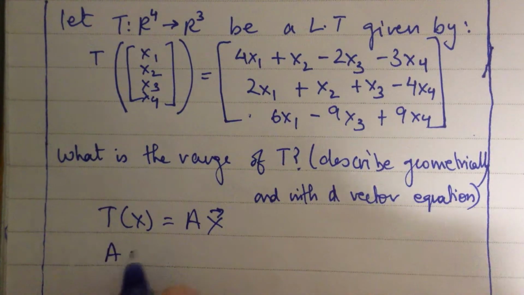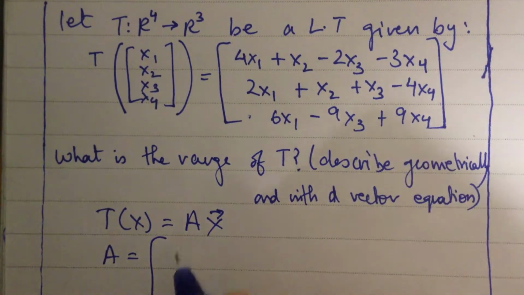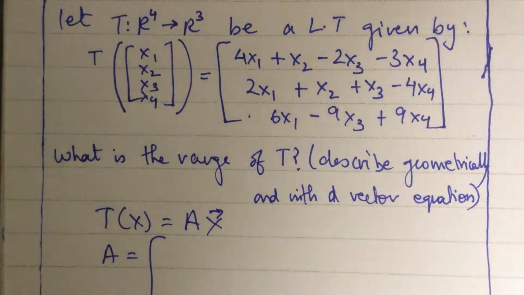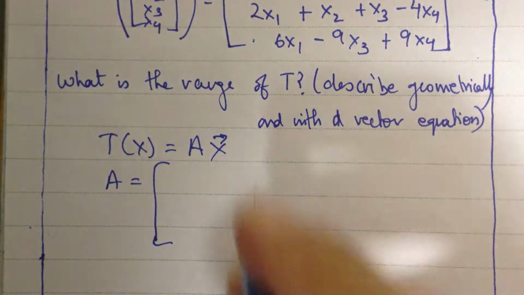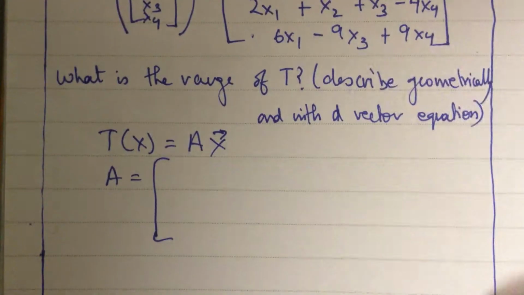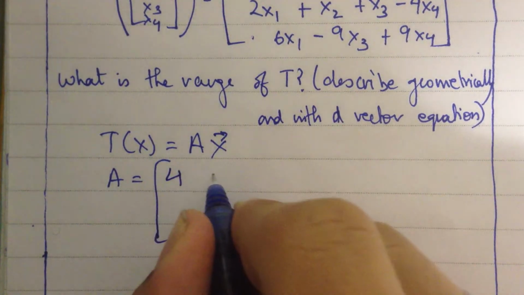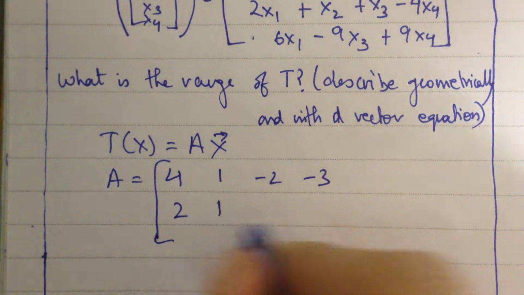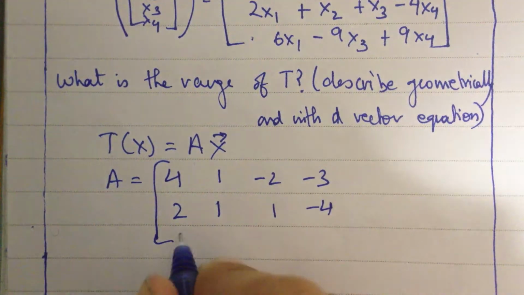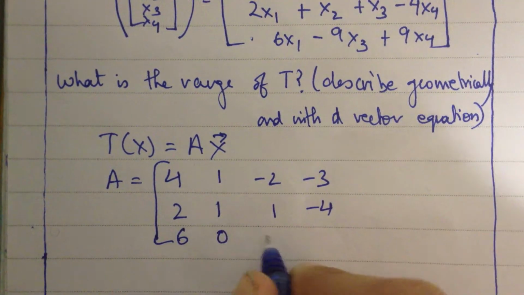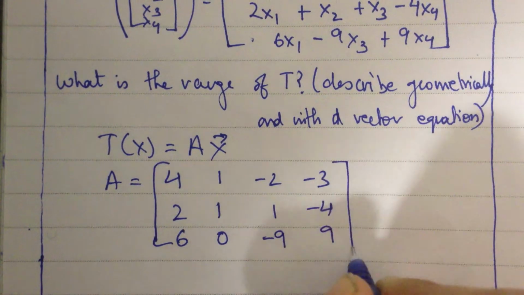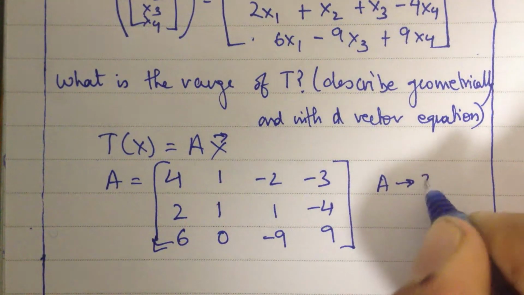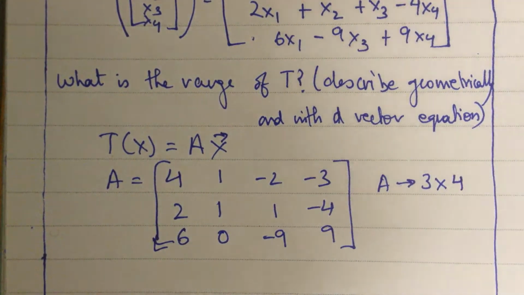So if we write down the matrix A, which is a 3 by 4 matrix, 3 rows and 4 columns, we just take the coefficients of this right here. So A is 4, 1, negative 2, negative 3; 2, 1, 1, negative 4; and 6, 0, negative 9, and 9. So here we have A as a 3 by 4 matrix.